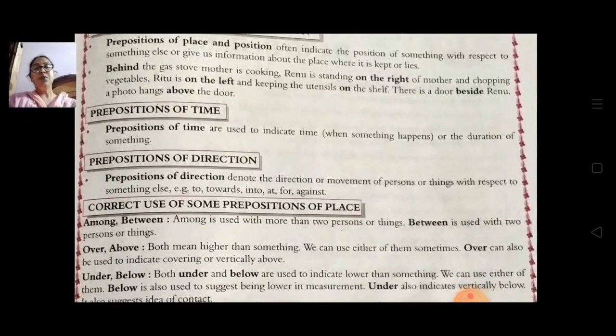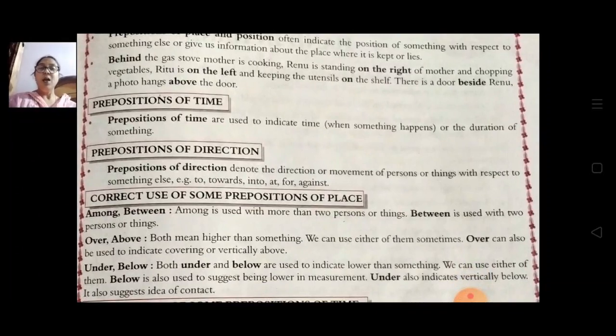Now, prepositions of time. Prepositions of time are used to indicate the time when something happens, or the duration of time also. Now, next is preposition of direction. Prepositions of direction denote the direction or movement of a person or thing with respect to something else. For example, towards, into, at, for, and against.